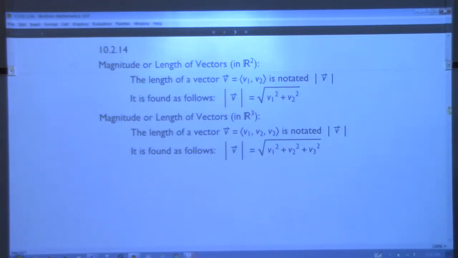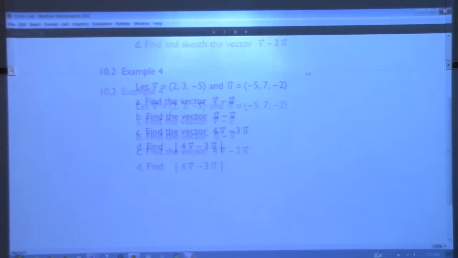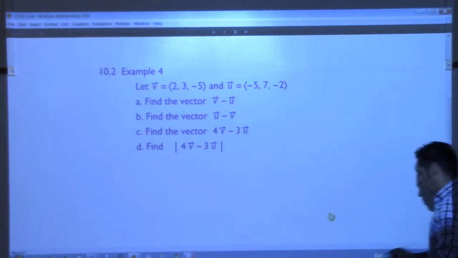We're going to get to practice here. Lots of notes right now. All right, here we go. Let's go to example 4. Let's see how fast we can go through this.